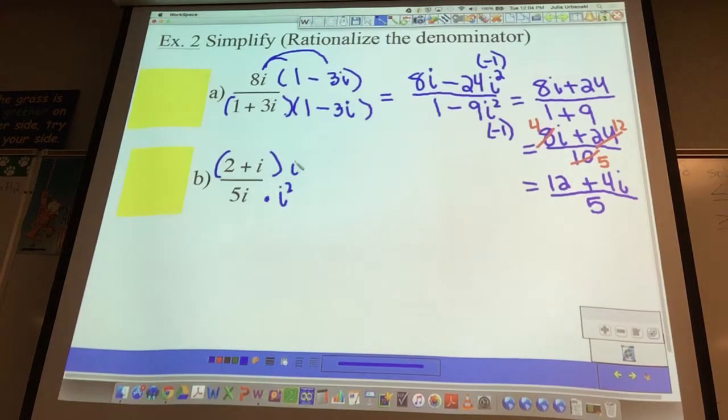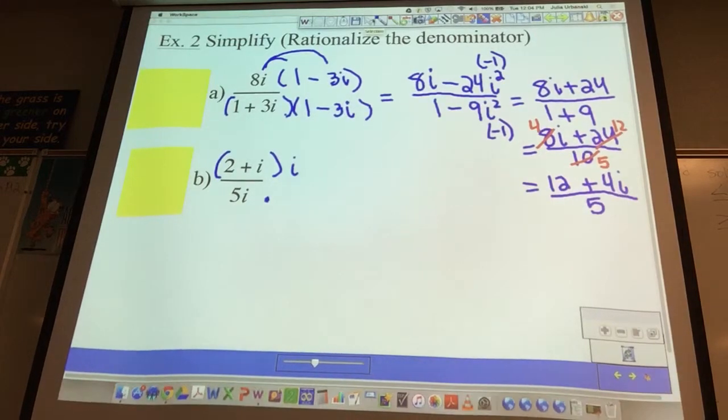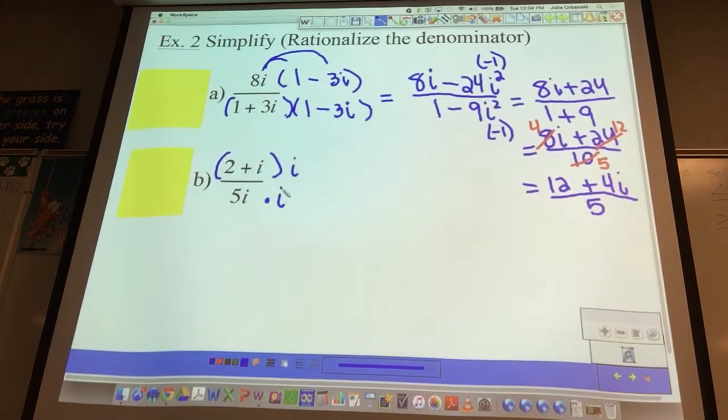Oh, I'm sorry. Wait, I don't write square i or i squared. Yeah, I was mixing my work with my answer. I'm sorry. It's okay.